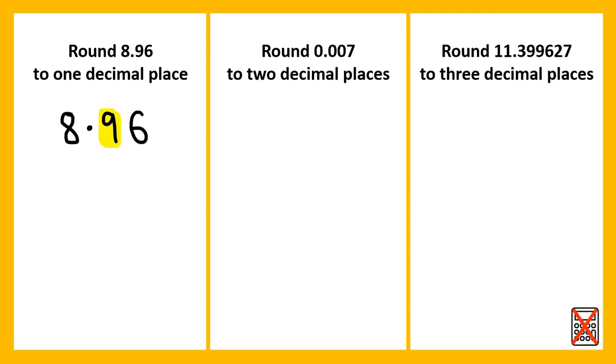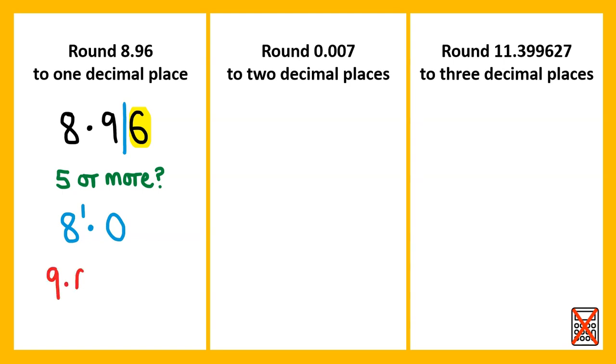On to the intermediate questions with a slight increase in difficulty. 8.96 is being rounded to 1 decimal place, so putting my rounding line after the 9 and looking at the next number, I can see that it is 5 or more, so I'll need to round up by changing the 9 to a 10. So putting down my units, I'll need to carry a 1 over into the next column, meaning my final answer will be 9.0 or 9.